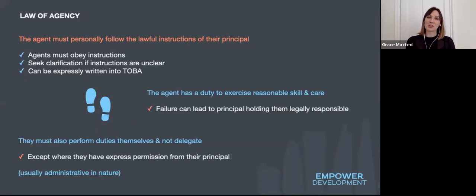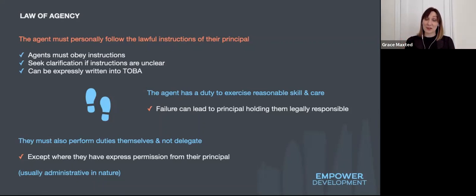So we have seen before obedience. And so here they talk about agents must obey instructions. They have to seek clarifications if those instructions are unclear. And they can be expressly written into a TOBA, a terms of business agreement, so that the broker at any given time knows exactly what they're supposed to be doing.